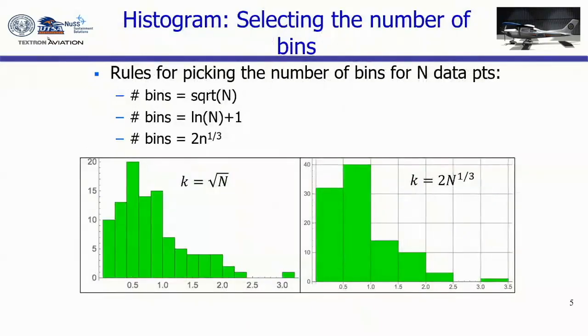There are some rules that people have come up with to try as a starting point for a number of bins. Square root of n, log of n plus 1, 2 times the cube root of n. They'll give you some idea of a good starting point, but really it's best to just try different numbers of bins until you find one that seems to sort of focus in on the data, let's say.